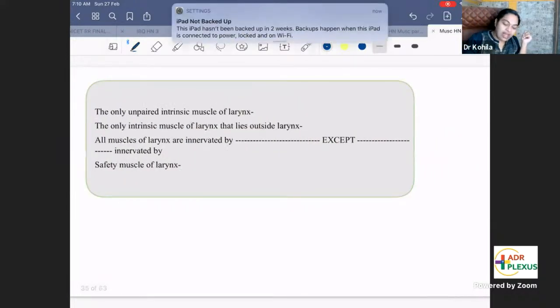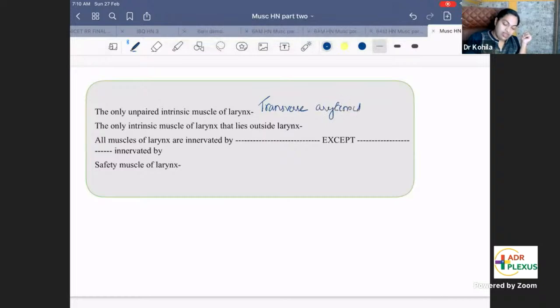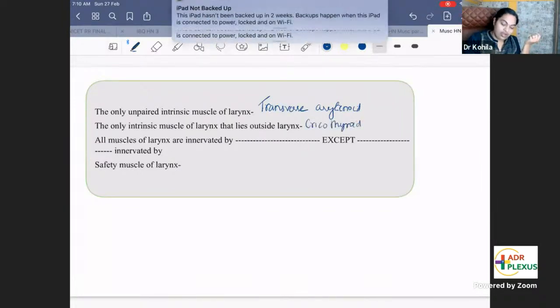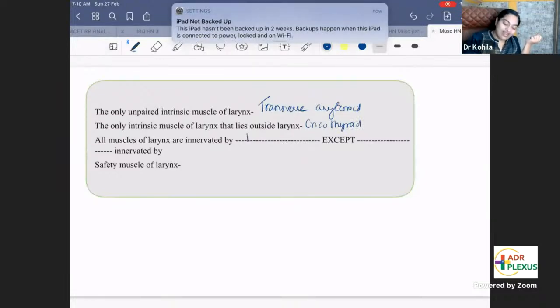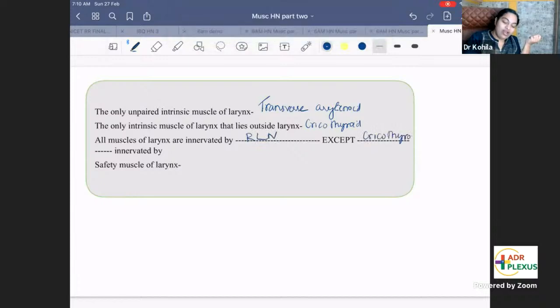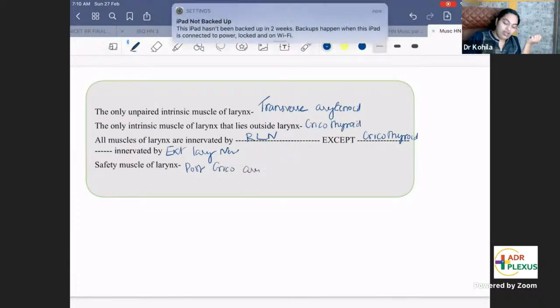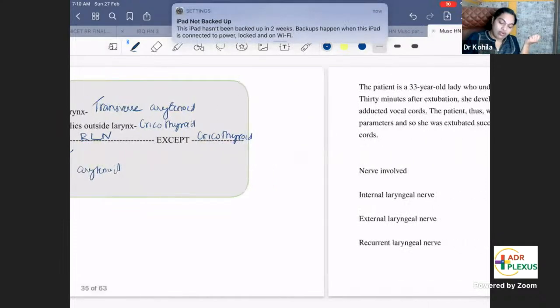The only unpaired intrinsic muscle of larynx, transverse arytenoid. The only intrinsic muscle of larynx that lies outside the laryngeal cavity is cricothyroid. All the muscles of larynx are innervated by recurrent laryngeal nerve except cricothyroid, that's innervated by the external laryngeal nerve. Safety muscle of larynx, posterior cricoarytenoid. Okay, this is all that you should know about larynx.